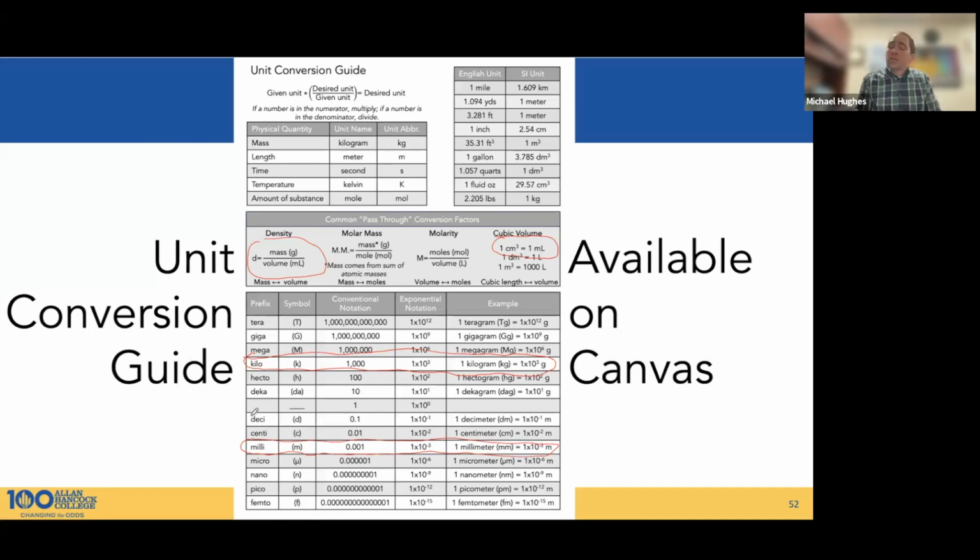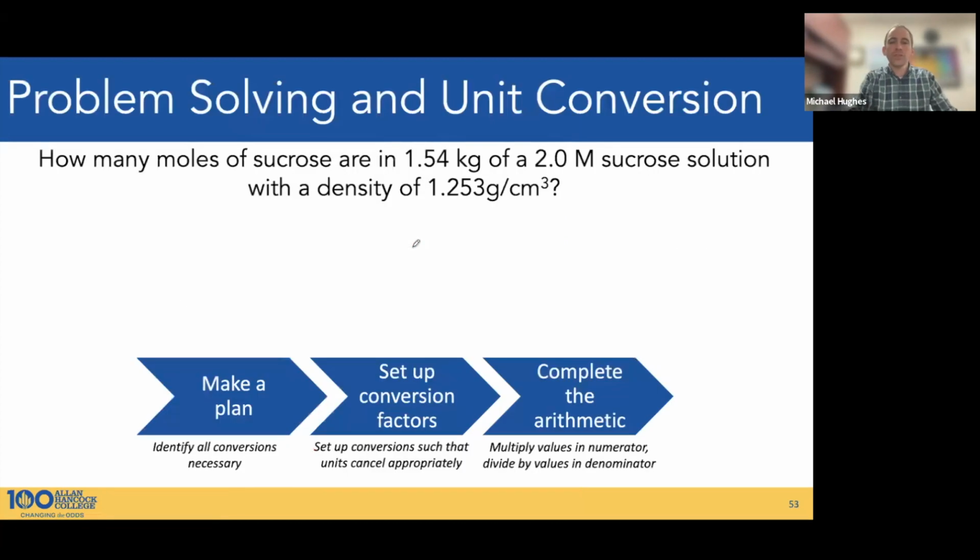How many liters of solution do I have if I have this many kilograms of solution? That's just going from using the density and some conversion factors. But then if I know how many liters I have of the solution and I know how many moles are in every liter, then I can determine how many moles of sucrose there are. So let's make a plan. We're going to go from kilograms to gram.